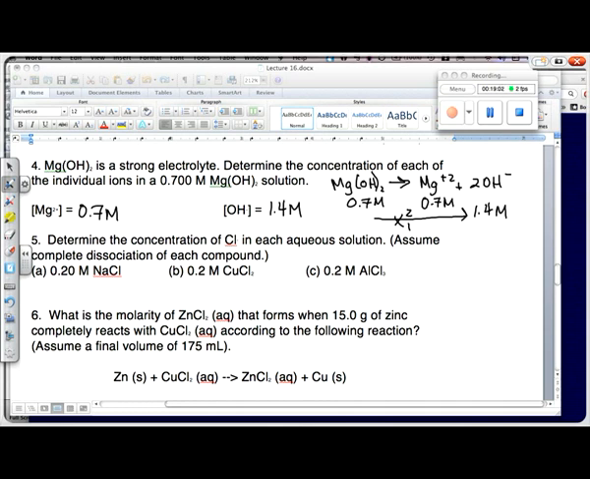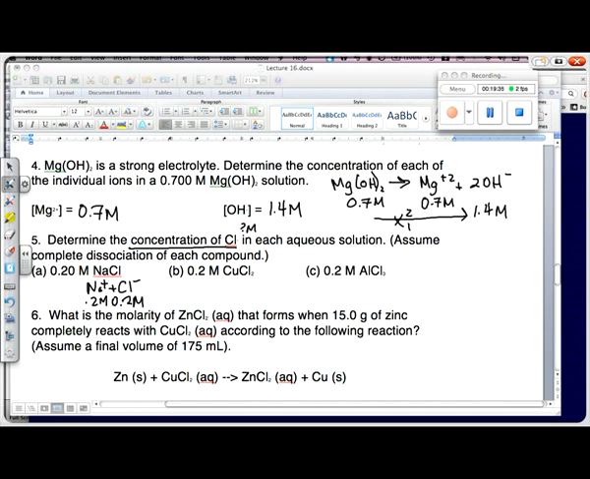Number 5 is very similar. They want to know what is the concentration of chlorine. When they ask to determine the concentration, they are asking for molarity. So we can write the equations. Break this up, so it would be sodium and chlorine. Everything's 1 to 1. So if I started off with 0.2, then each of these is 0.2. So the answer for the chlorine is 0.2 molar for A.